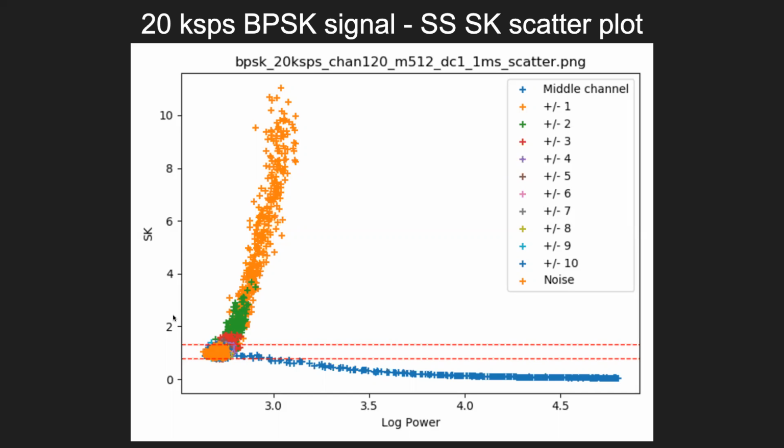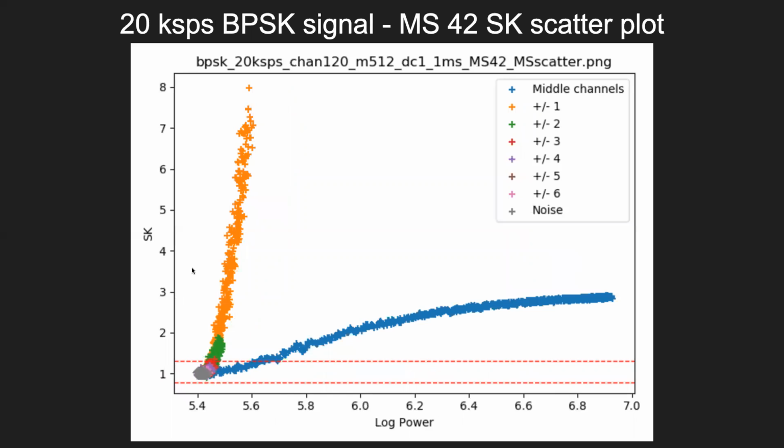I can also do the same thing for the multiscale values. Again, not super sure why these specific points go where they're going, but our middle channel dips up, and so do our sideband channels.